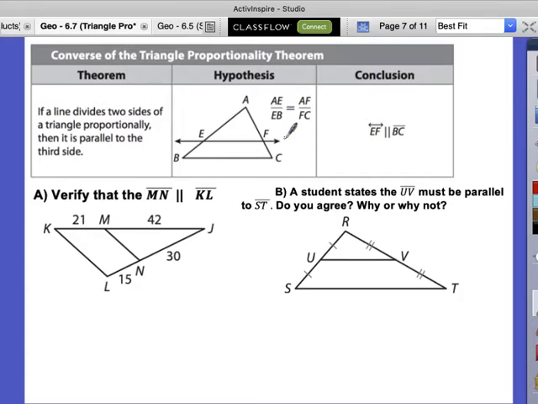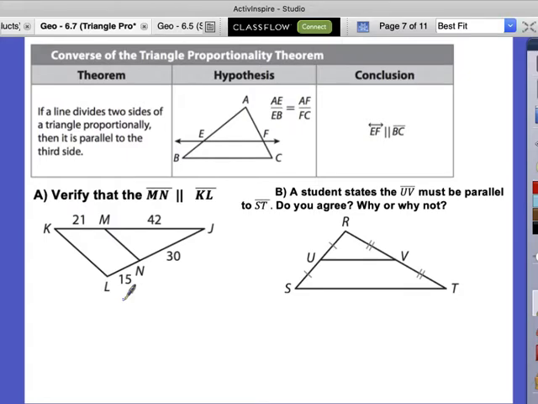Okay. So on letter A, we're asked to verify, check, prove, or show that segment MN is parallel to segment KL. Now, according to the converse of the triangle proportionality theorem, how could we prove that these two are parallel? By setting up a proportion and seeing if it is equal, okay? So can somebody help me set up a proportion here?